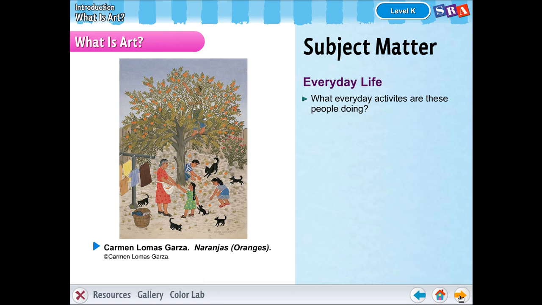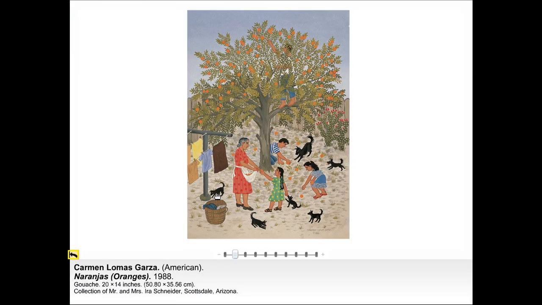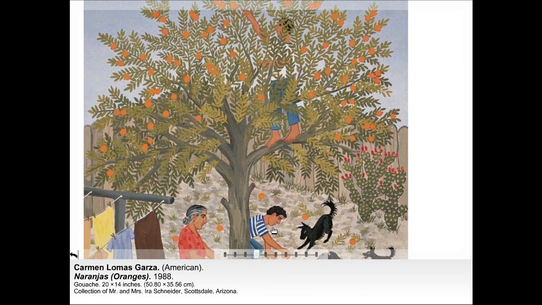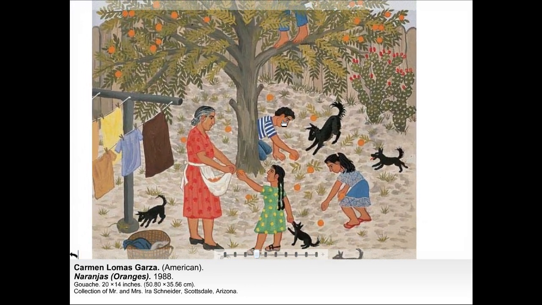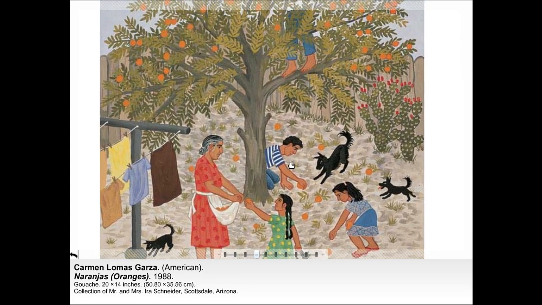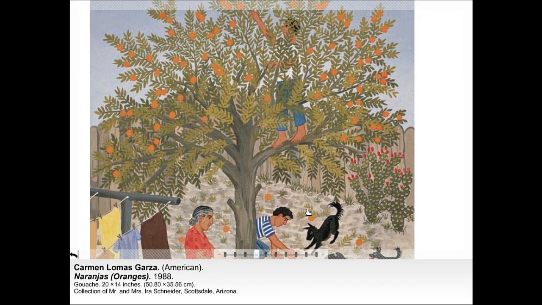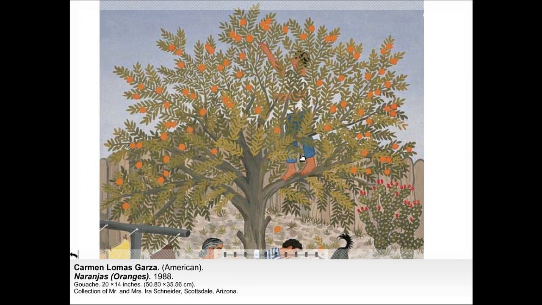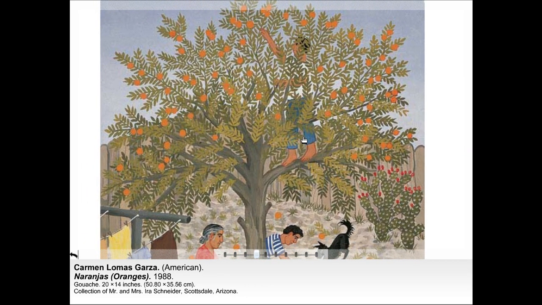Subject matter. What everyday activities are these people doing? And this is a fun one by Carmen Lomas Garza. So let's look at this. What are they doing? Looks like they're picking up something. What do you think these things are? This looks like an orange tree. What can we tell by looking at this picture? Whoa, what is he doing up there? That's right. He's picking oranges from the tree.